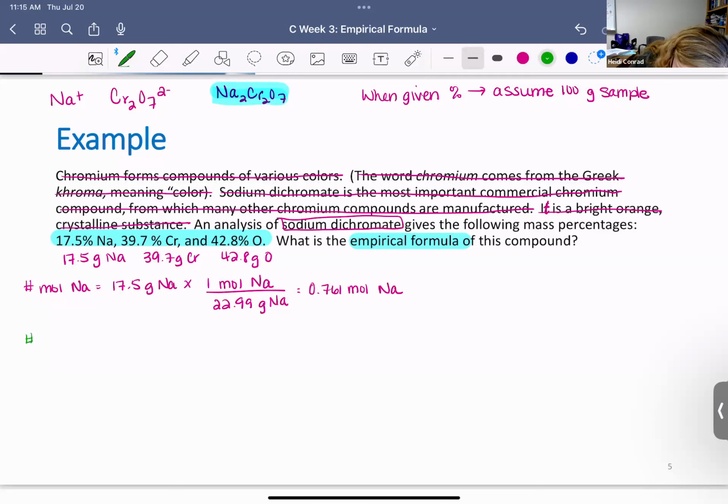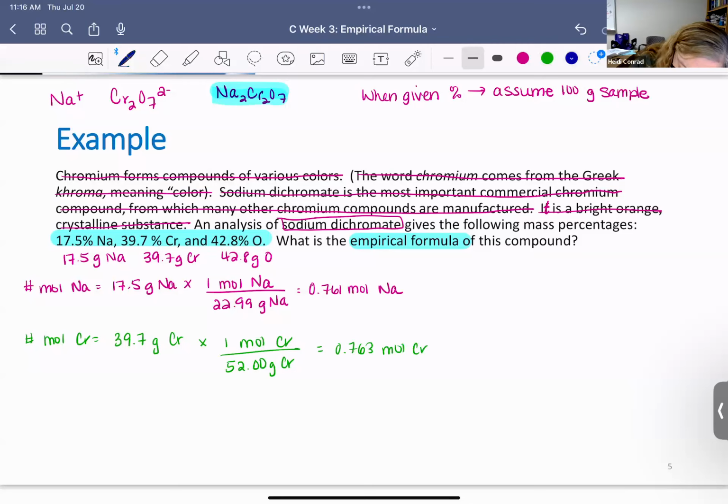I'm going to do the same thing for chromium and oxygen. So chromium, 39.7%. If I assume 100 grams, then I have 39.7 grams of chromium. I look up chromium on the table. Chromium is one of my transition metals, so it's in the middle of the table. 52.00 grams of chromium for every 1 mole gives me 0.763 moles of chromium.